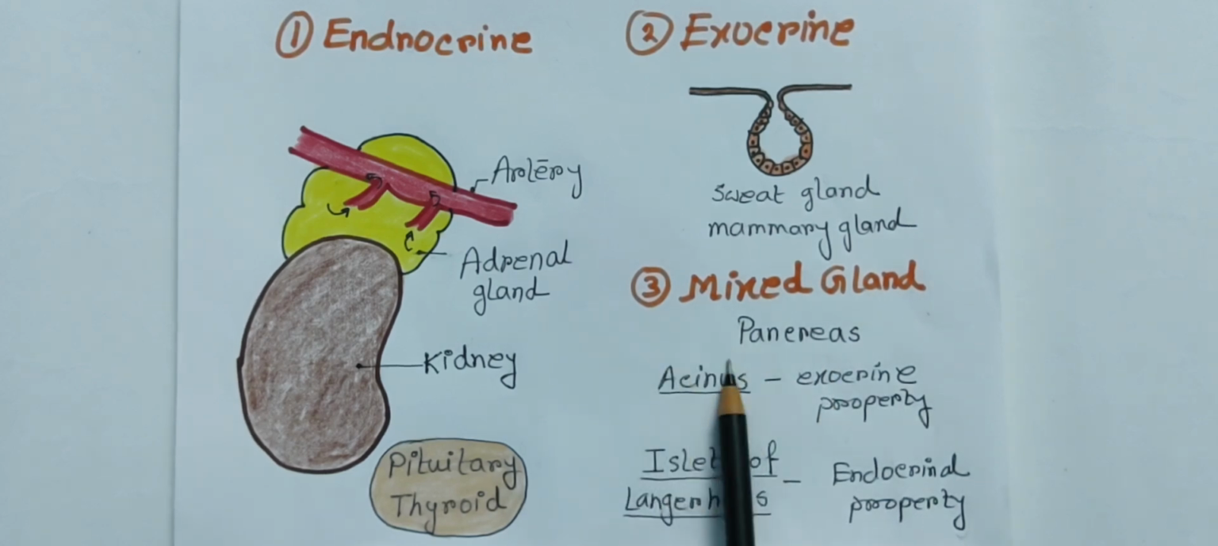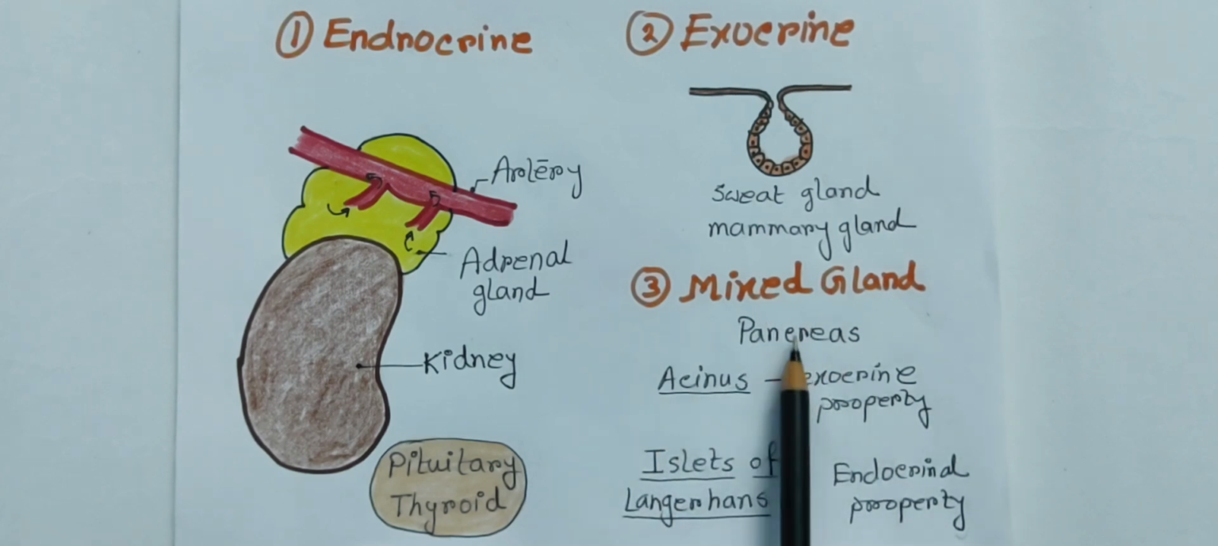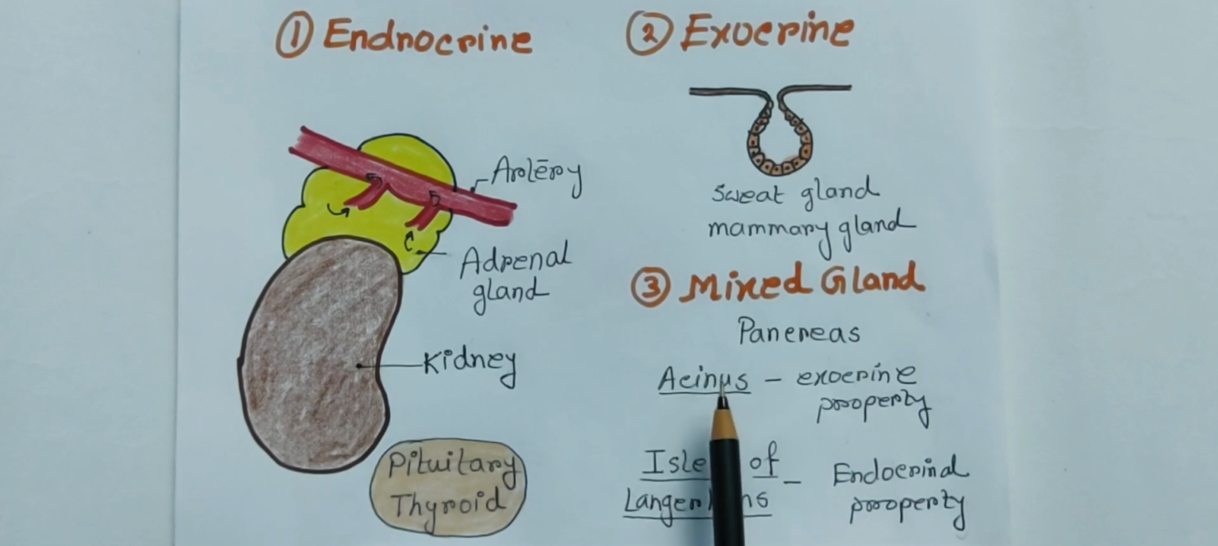The acinus is the exocrine property of the pancreas. The islets of Langerhans are groups of cells that secrete hormones. That is the endocrine property of the pancreas. So the pancreas is a gland that has both properties, exocrine as well as endocrine.